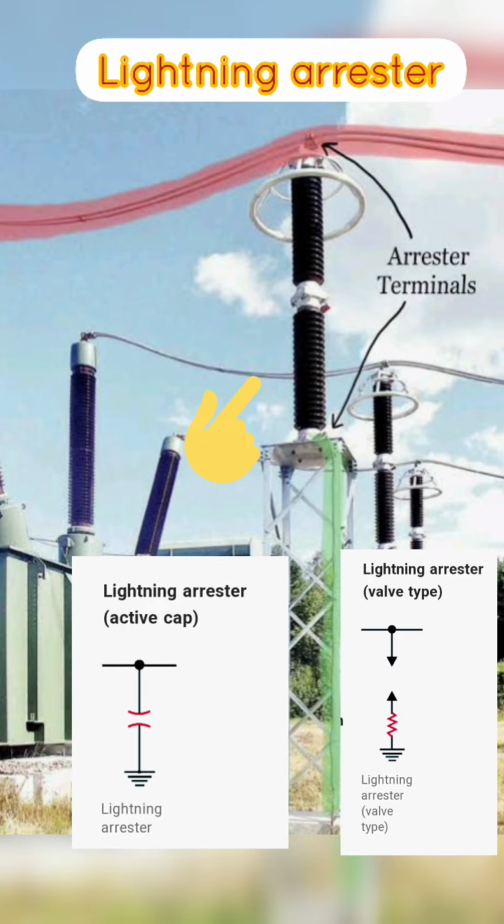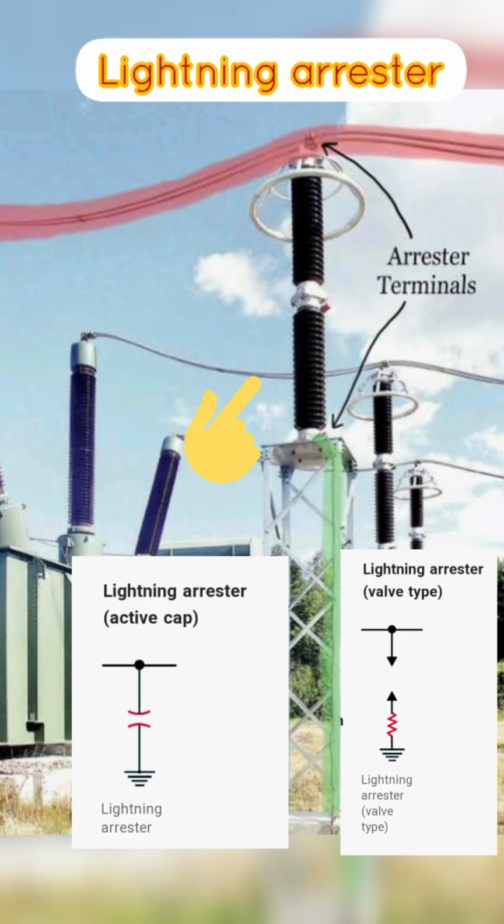The lightning arrestor works by providing a low impedance path for the surge current to follow to ground. When a lightning strike or surge occurs, the arrestor conducts the surge current to ground, diverting it away from the equipment it is designed to protect. This helps to prevent damage to the equipment and ensures that it continues to function as intended.